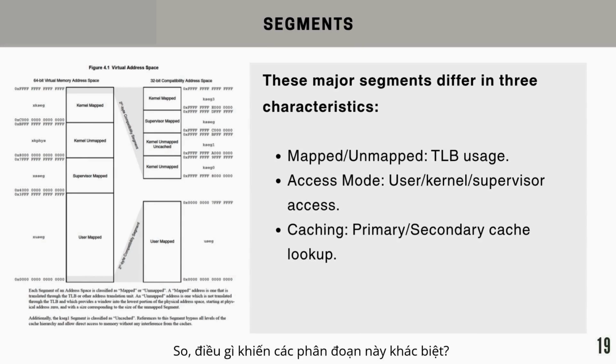So, what really sets these segments apart? Each one defines whether memory access is mapped or direct, whether it's accessible in user or kernel mode, and whether the memory can be cached. By simply inspecting 2 bits, the system knows how to translate, who can access, and how to treat every address in memory. And that is the power of the MIPS64 segment memory model.